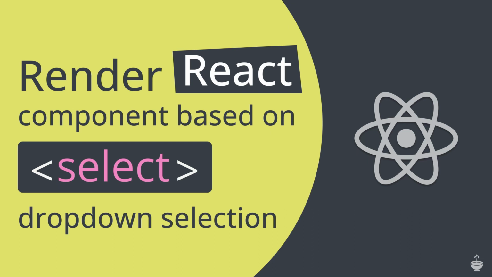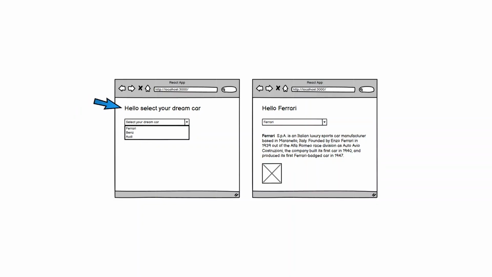In this video, I'm going to show you how to render React components based on select drop-down selection. First, let's have a look at a mock-up screen of what we are going to build today. There's a heading that starts with the text, "Hello," which shows the selected option, where initially the default option has been selected. The heading, detail and the image get updated whenever the drop-down value gets changed.